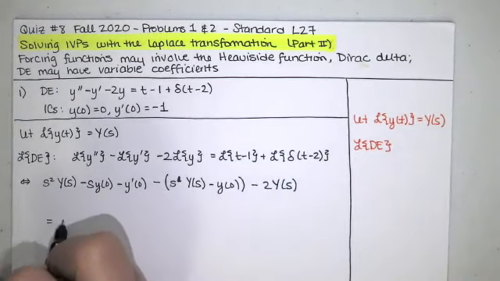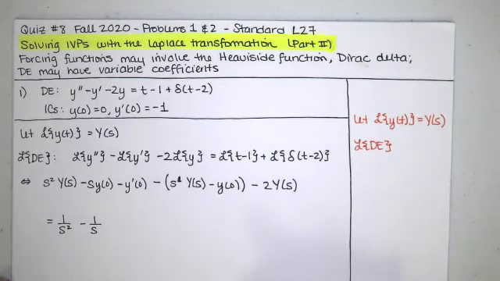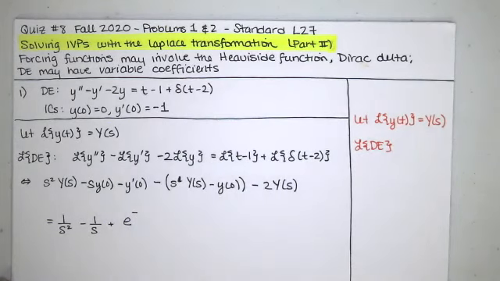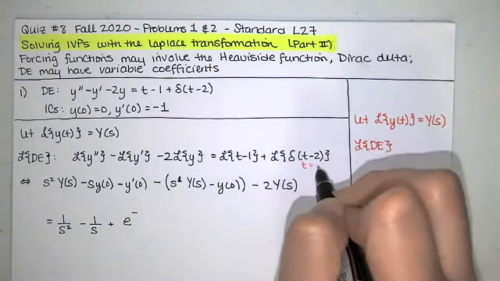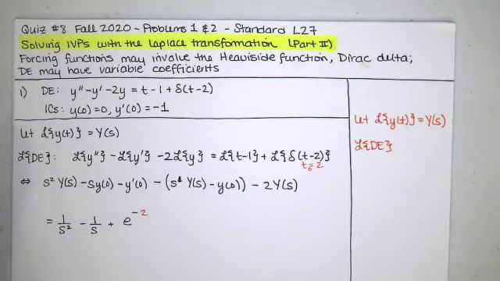The Laplace transform of t is 1 over s squared. We have the Laplace transform of -1, which is -1 over s, plus the Laplace transform of delta at t minus t naught. Remember, that's e to the negative s times t naught. Here, our t naught is equal to 2. So this is e to the negative 2 times s.